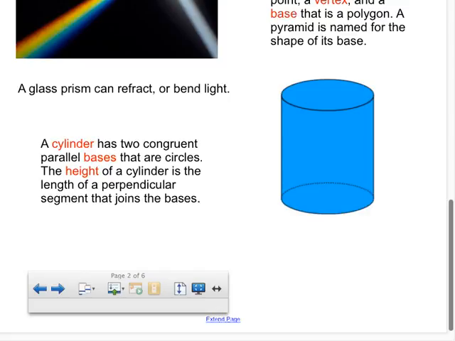A cylinder has 2 congruent parallel bases that are circles. So we're starting to talk about 3-dimensional figures that have curved surfaces. And if you notice, my base on a cylinder is actually a what? A circle. These circles are parallel to each other. And the bases are flat surfaces. Now, you can call the top and the bottom of the cylinder faces because they're flat. But anything that has a curved shape to it, you can't call that a face. Got it? So the side of the cylinder is not a face.